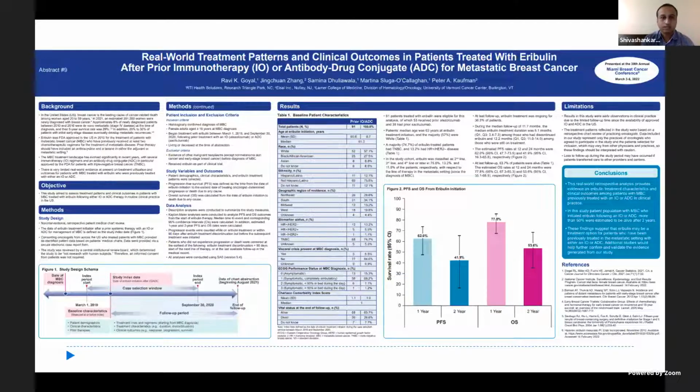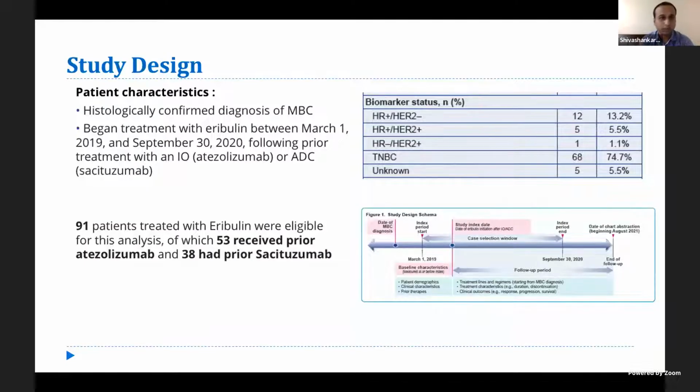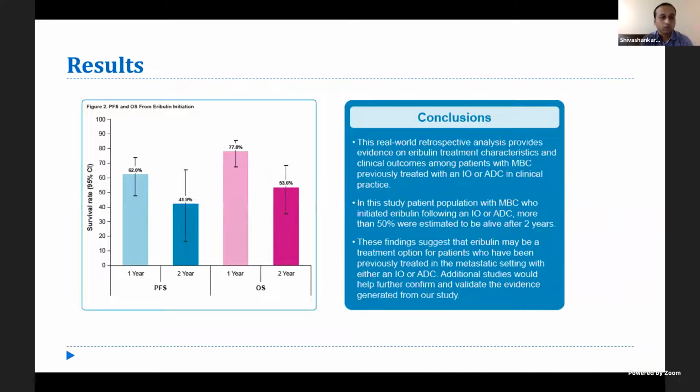Is there any data? This is again another real world setting data which looked at the role of eribulin when used post immunotherapy. In this, they included 91 patients. Among them, 53 received atezolizumab prior to initiation of eribulin and 38 received prior sacituzumab. If we look at the 1 year PFS after use of eribulin, that is to the tune of 62%, meaning more than 50% of the patients did not have a progression at 1 year. That is very, very promising.